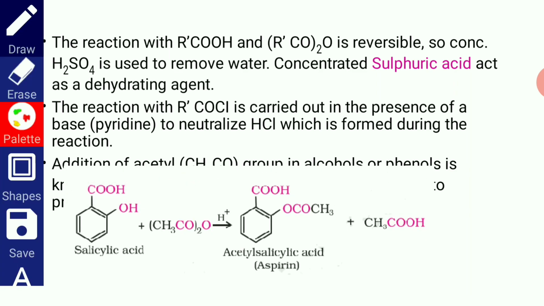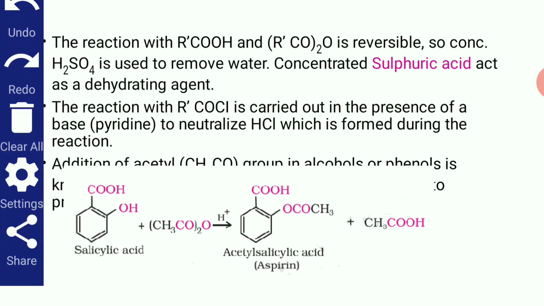Salicylic acid means a benzene ring that contains a hydroxyl group and a carboxylic group adjacent to each other. That will be easy to learn. Benzene ring, and one hydroxyl group and a carboxylic group at its neighbor.